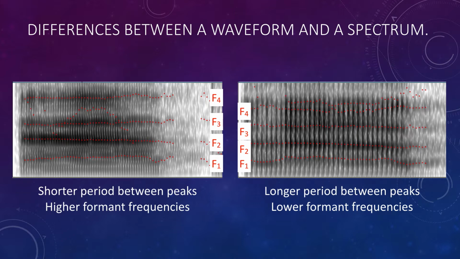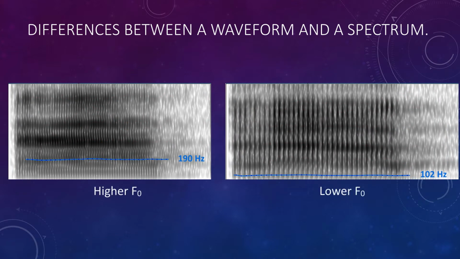Now let's add the pitch contour to the spectrograms. The left picture has an F0 of 190 Hz, while the right is 102 Hz. That is a clear giveaway that the woman would be on the left. So a waveform can give you information of fundamental frequency and amplitude, but not much else. A spectrogram has a lot more information.